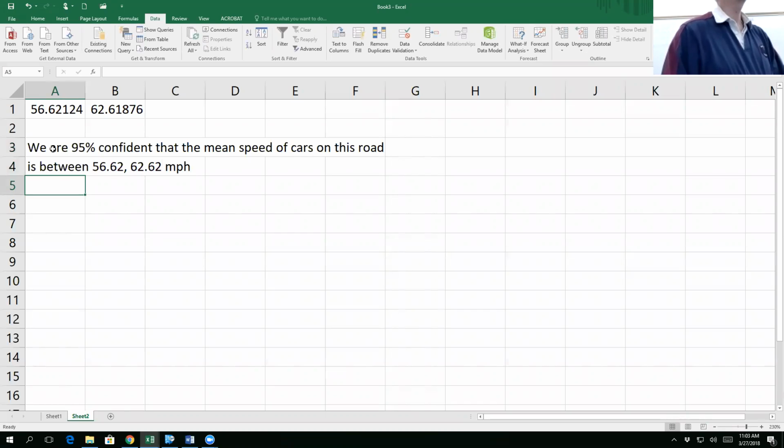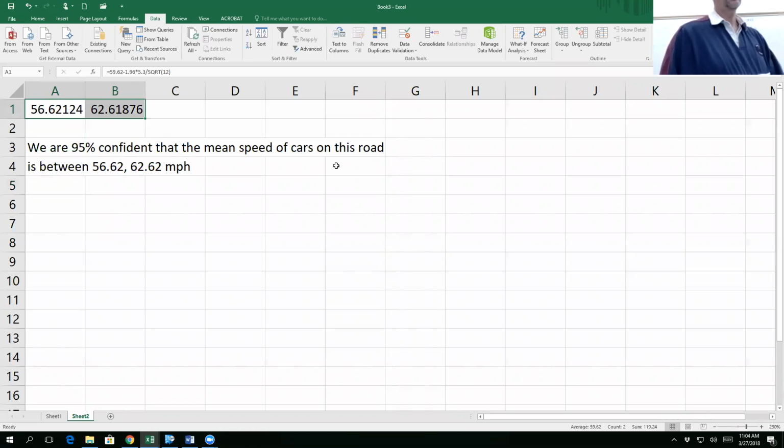Okay, so if the speed limit is 45, would you feel confident that these cars are speeding? Yes, because both of these values are above 45, right? So we need to get people to slow down.